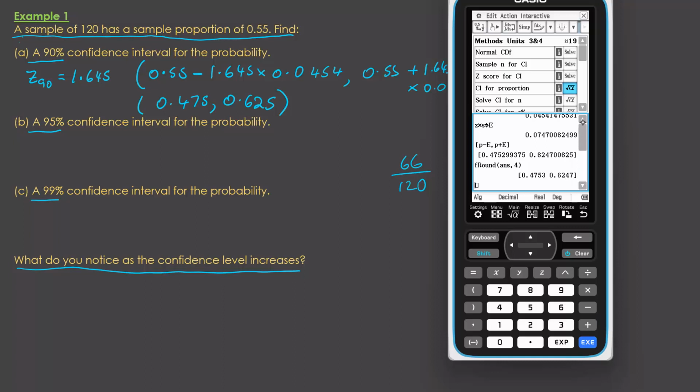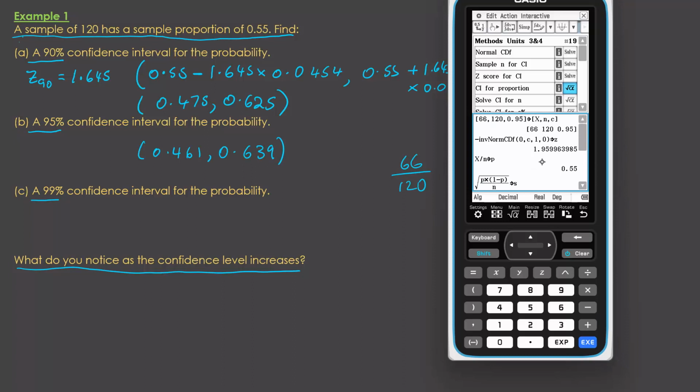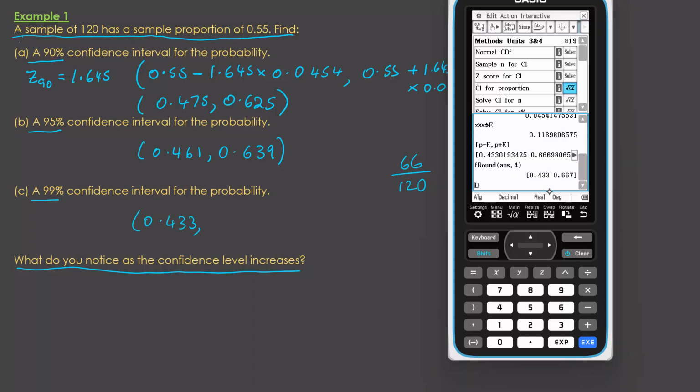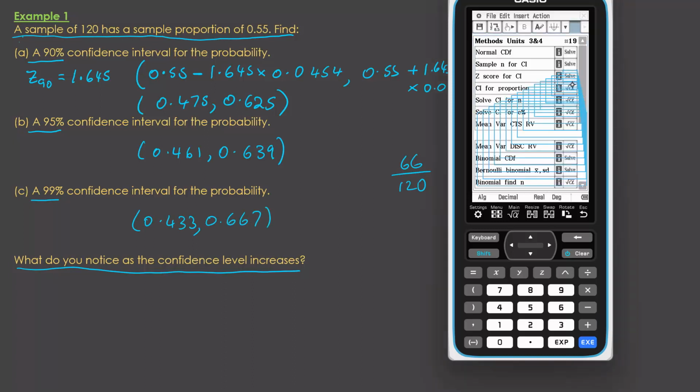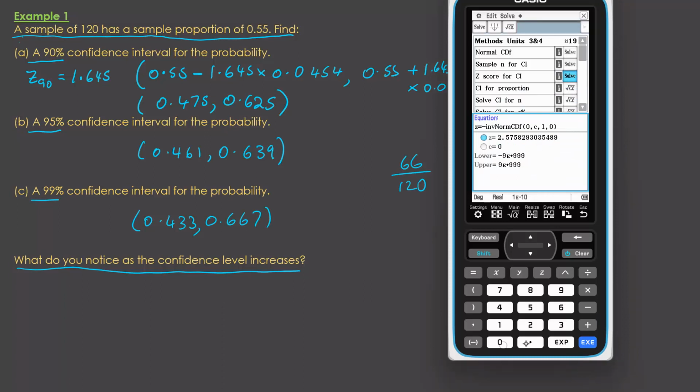So I'm going to use the activity to find the 95% and the 99%. All I need to do is change that to 0.95, and it's going to give me 0.461 to 0.639. And then for the 99% confidence interval, just go back there, and that's 0.433 and 0.667.